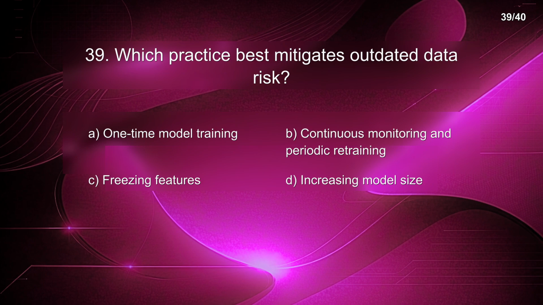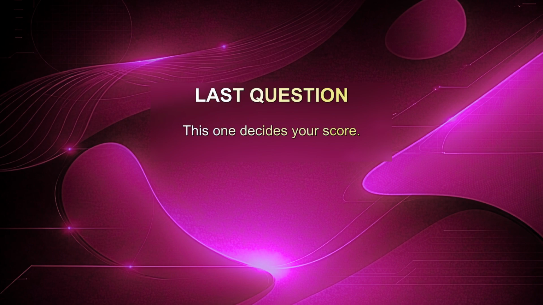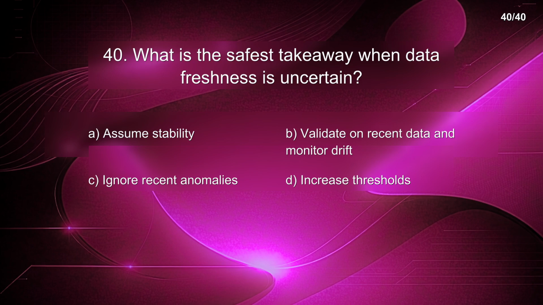Correct answer is B. Continuous monitoring and periodic retraining. Last question. This one decides your score. 40th question. What is the safest takeaway when data freshness is uncertain? A. Assume stability. B. Validate on recent data and monitor drift. C. Ignore recent anomalies. D. Increase thresholds.